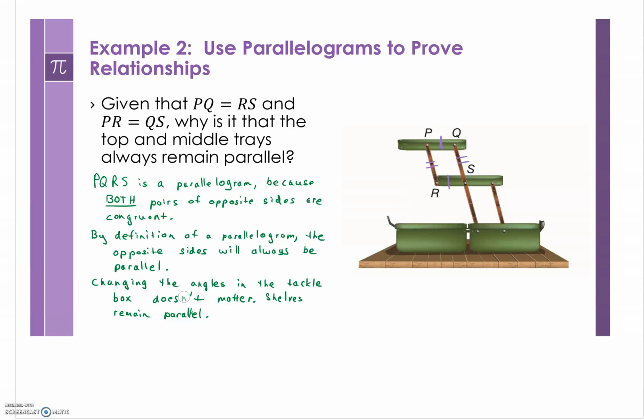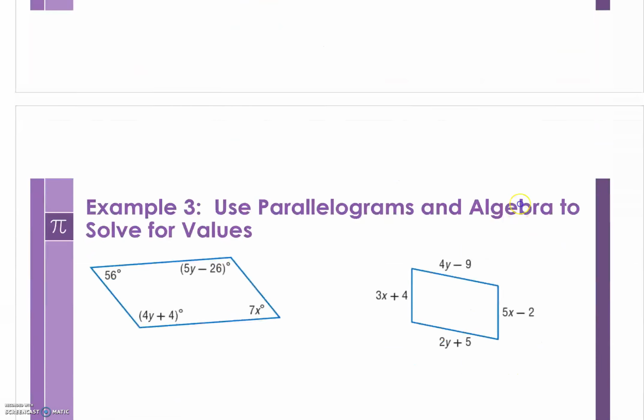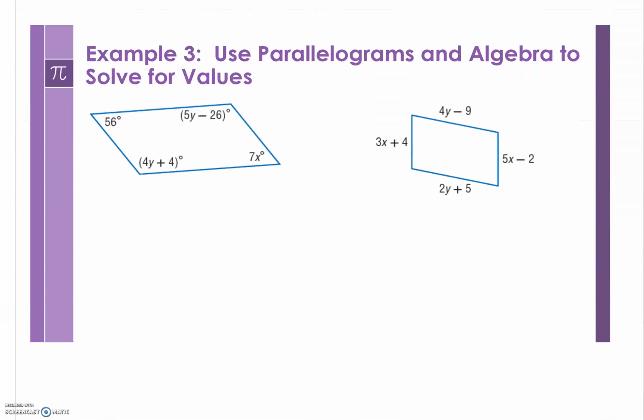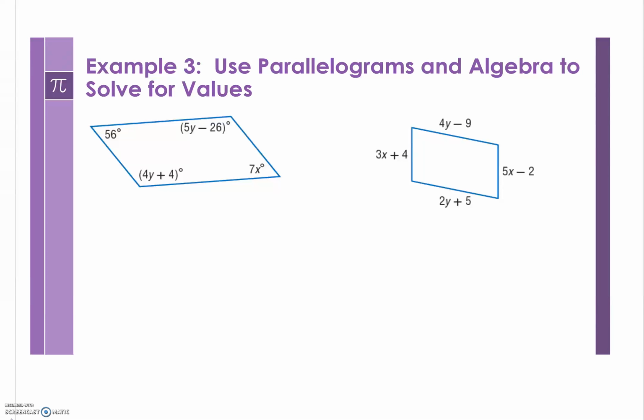You're welcome to pause the video if you want to write down this full explanation. I am going to move on to our next examples, example 3 using algebra. All right. Example 3, use parallelograms in algebra to solve for values. So in this first one, we're going to use one of our theorems. Theorem 6.10 says that opposite angles of a parallelogram are congruent to each other. Opposite angles. If those opposite angles are congruent, then it is a parallelogram.